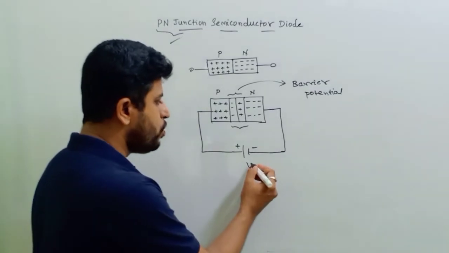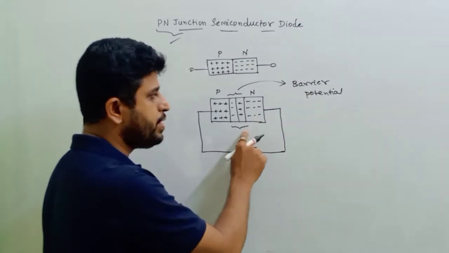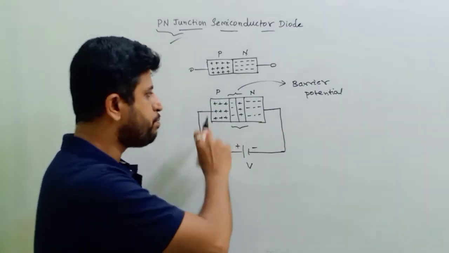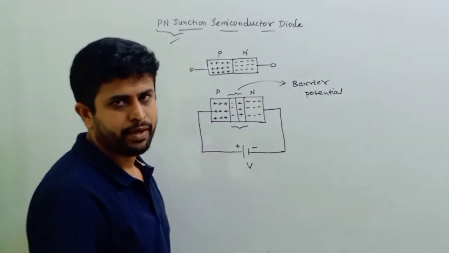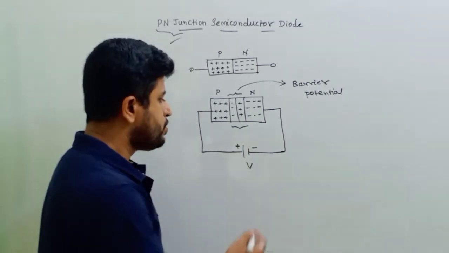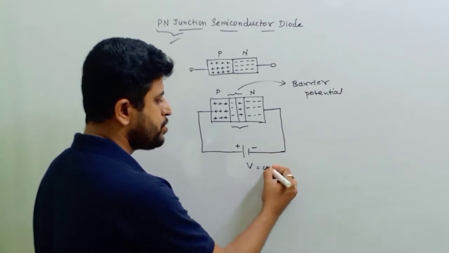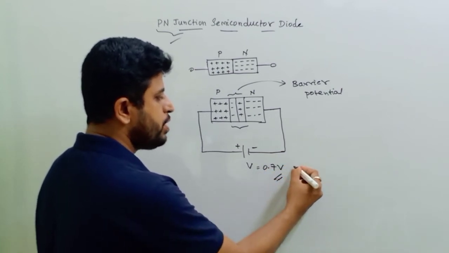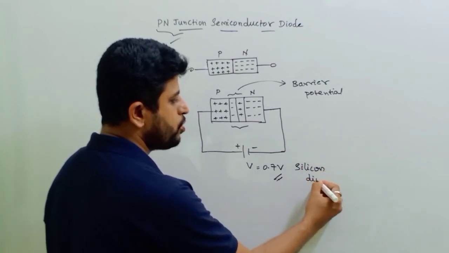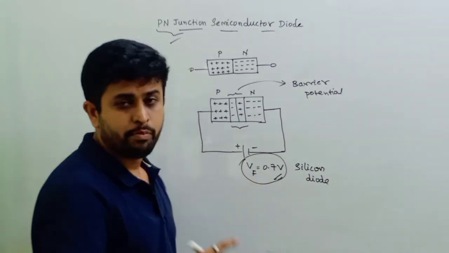Okay, so how much voltage should I give here so that it opposes the barrier potential in the depletion region, and then the charges can start flowing from P to N and N to P? That is nothing but the current starts flowing from P to N. Here the minimum voltage which we need to give is how much? 0.7 volts if it is a silicon diode. So if it is a silicon diode, the minimum forward voltage is 0.7 volts.